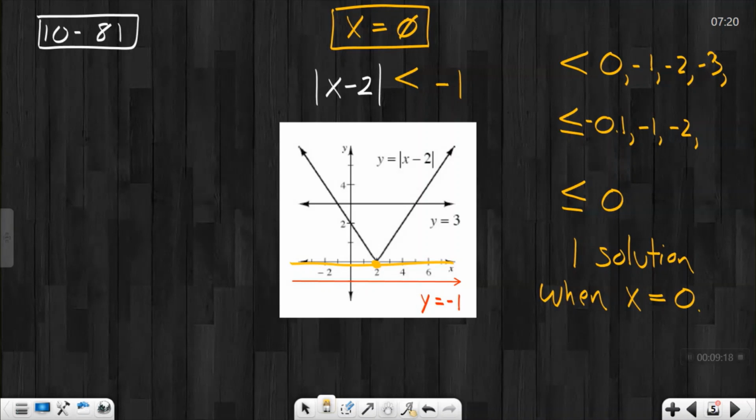You need a less than, and you need it to be less than 0 or less than or equal to any number that was already less than 0. All right, good work if you got that. Let's take a look at a few more examples.